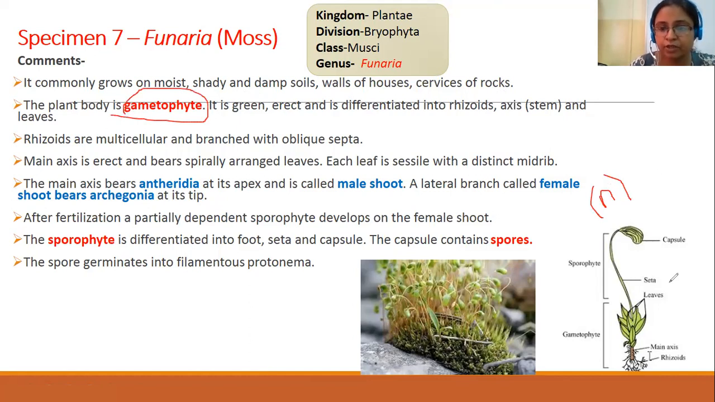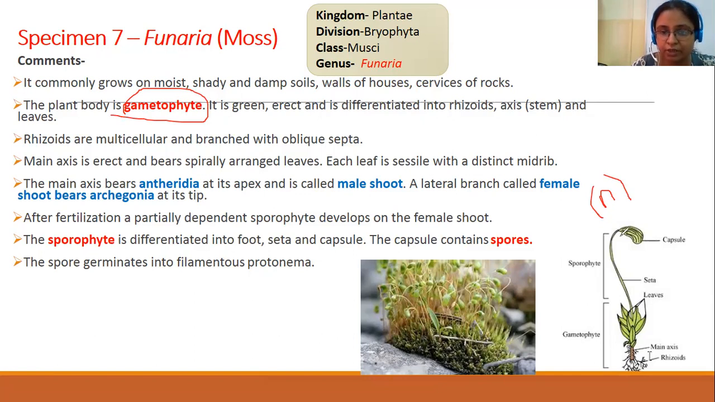See this gametophyte, it is independent. It is green in color, it means it has chlorophyll in it, due to which it can prepare its own food by the process of photosynthesis. That's why it is green and independent and photosynthetic in nature. It is autotrophic in nature. See, this is the main plant body, which is haploid, gametophytic.